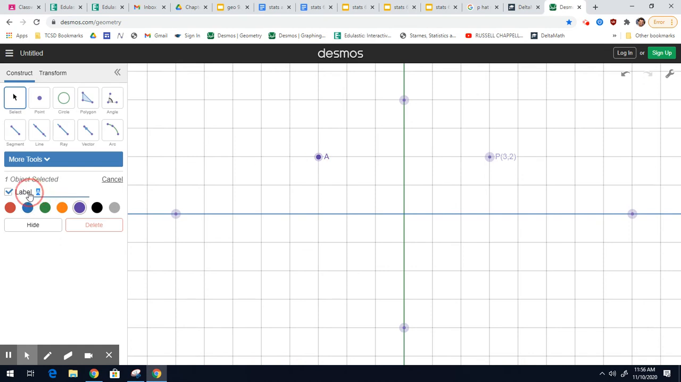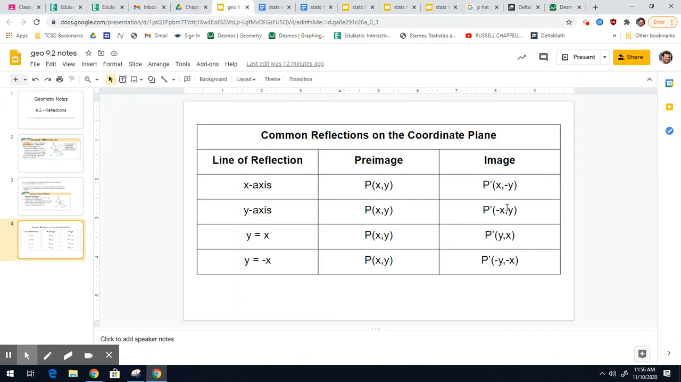What happened this time? Well, this time your x became opposite and your y stayed the same. That's what's going to happen when you reflect across the y-axis. When you reflect across the y-axis, the x-coordinate switches opposite. Okay, now what about this line y equals x?